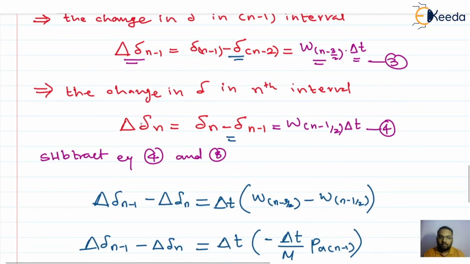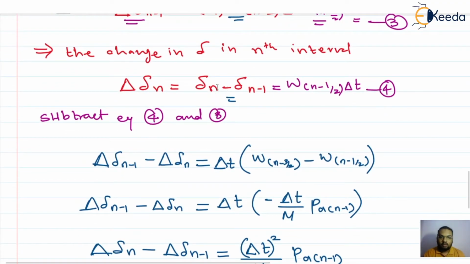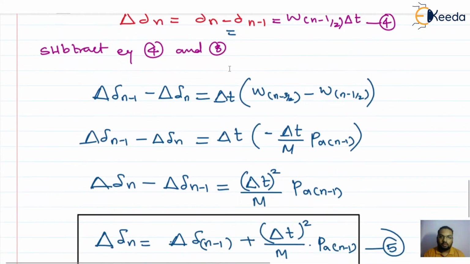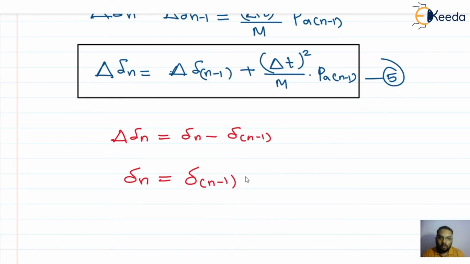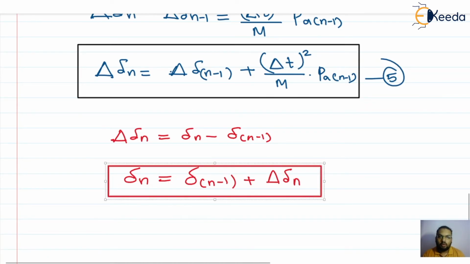4. This equation number 4 says the change in rotor angle at the nth interval is nothing but delta n, that is the rotor angle in the nth interval minus the rotor angle in the n minus 1th interval. So I'll rewrite that equation again: the change in rotor angle in the nth interval is the rotor angle in the nth interval minus the rotor angle in the preceding interval n minus 1. Now if I reshuffle this, the rotor angle in the nth interval will be nothing but the rotor angle in the n minus 1th interval plus the change in rotor angle in the nth interval. This is a very important relationship that we are getting here.